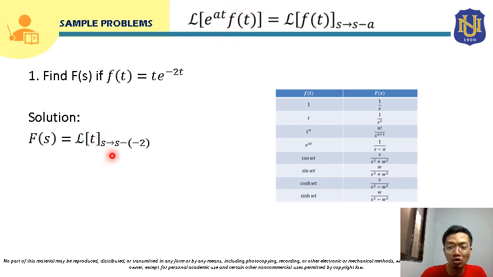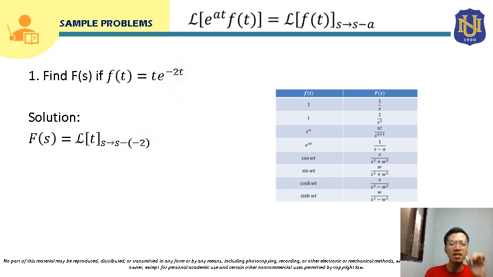And then what we're going to do is, once we solve for the Laplace transform of t, which will now be in terms of the frequency variable s, we just have to replace s with s minus a. This a will come from e raised to negative 2t, so our a here is negative 2, so this will become s minus negative 2.